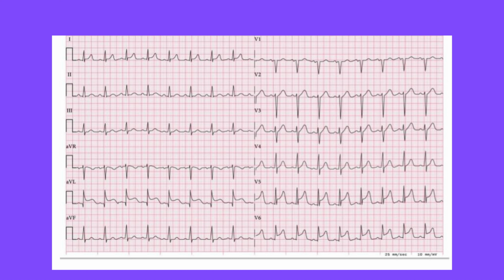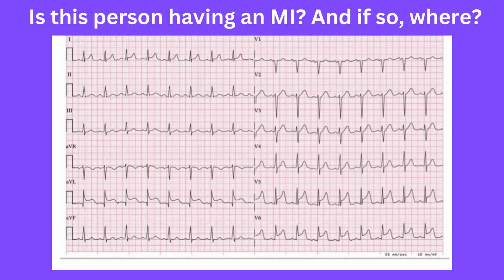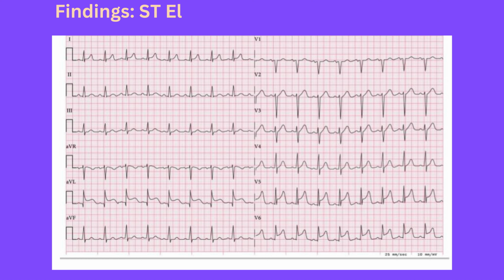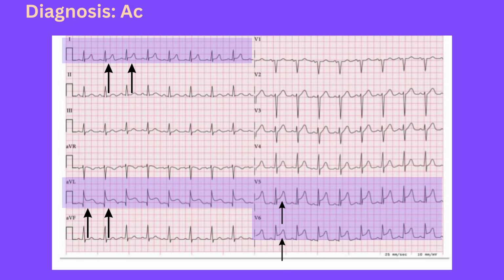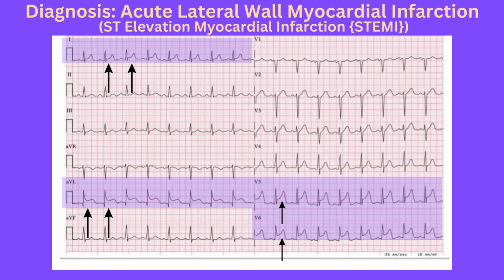So, according to this ECG, do you think this person is having a myocardial infarction? And if so, where? In this instance, there is evident ST segment elevation observed in leads 1, AVL, V5, and V6, meeting the diagnostic criteria for an acute lateral wall myocardial infarction.